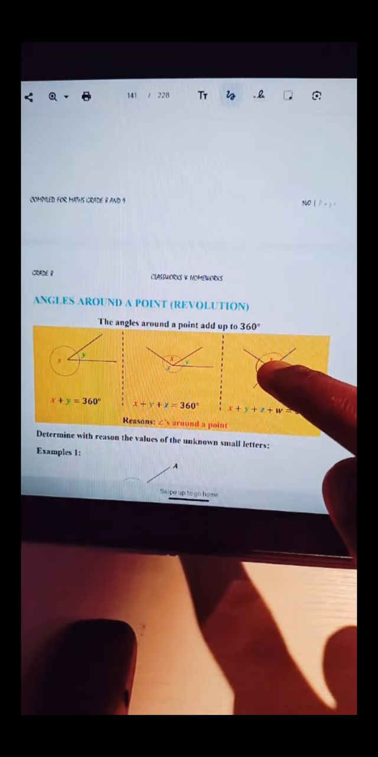No, they are not equal, those two angles. W is not a vertically opposite angle to Y. So the lines must be straight and they must intersect. Then we can say they would be vertically opposite angles. But here, since the lines are not straight, we can't say so. Make sense?